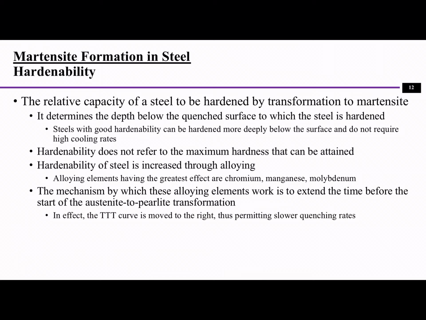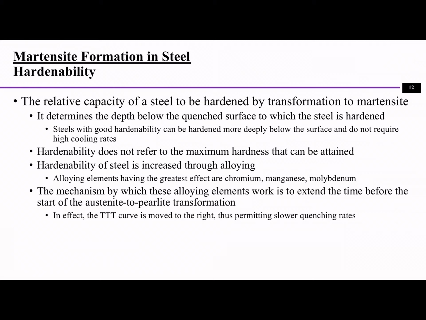Next, a concept is called hardenability. Hardenability mainly is talking about the depth below the quenched surface to which the material can be hardened. For some materials, it can be hardened to a greater depth, but some materials can be hardened only to a really shallow depth. So this is about hardenability. You want to make sure it's different from hardness, right? Hardenability is not talking about hardness.